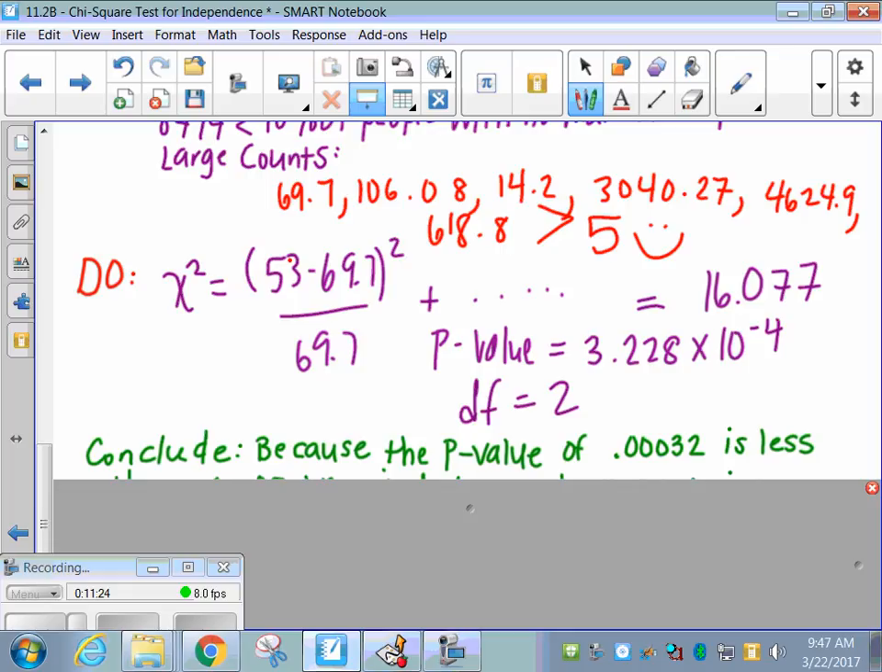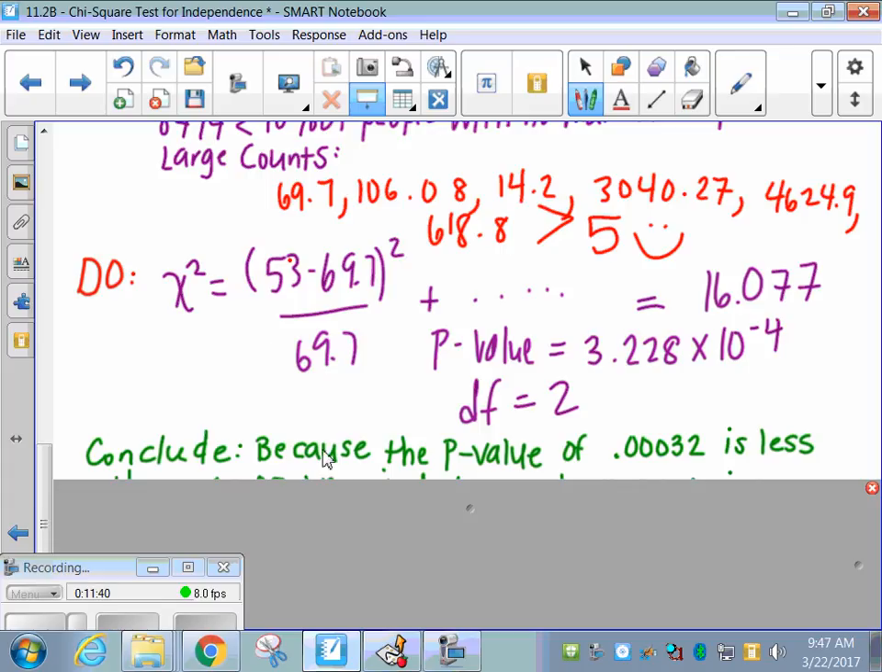By the way, degrees of freedom, the way you find it, just because it might ask you on the multiple choice test: number of rows minus 1 times number of columns minus 1. How many rows did we have? Yeah, 3 and 2, so that would be 2 times 1.